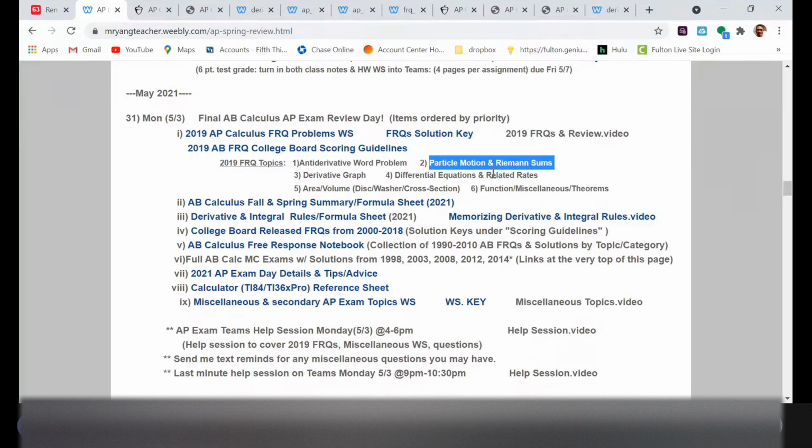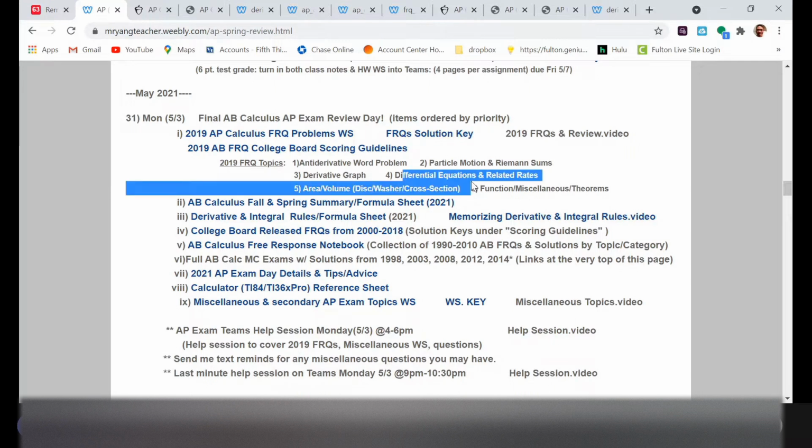Now, just understand that they may mix things up. They may put a calculator question you wouldn't expect, like maybe they'll put an area volume under a calculator. So we really can't depend on this order being the same as the exam that you're going to see tomorrow. But at least the topics are pretty consistent. So expect a derivative graph on the AP exam, and we're going to go through that in this 2019 FRQ.